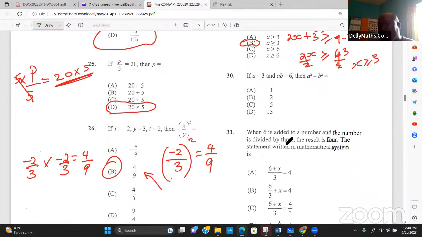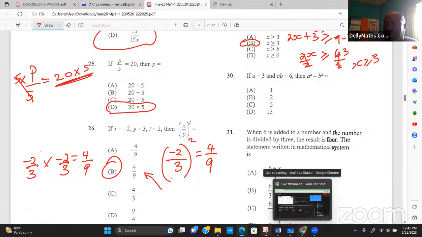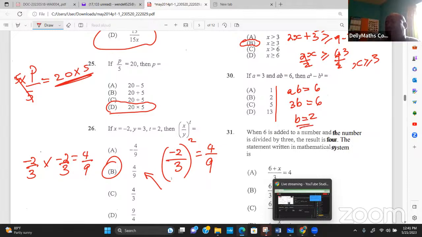Now, if A is equal to 3 and AB is equal to 6, then A squared minus B squared is what? So take a look. A is 3, AB is 6, but A is 3. So that means 3B is equal to 6. That means B is equal to 2. So you could do your quick thing here if you want. A, 3 squared, minus B, 2 squared: 9 minus 4, and your answer is 5.